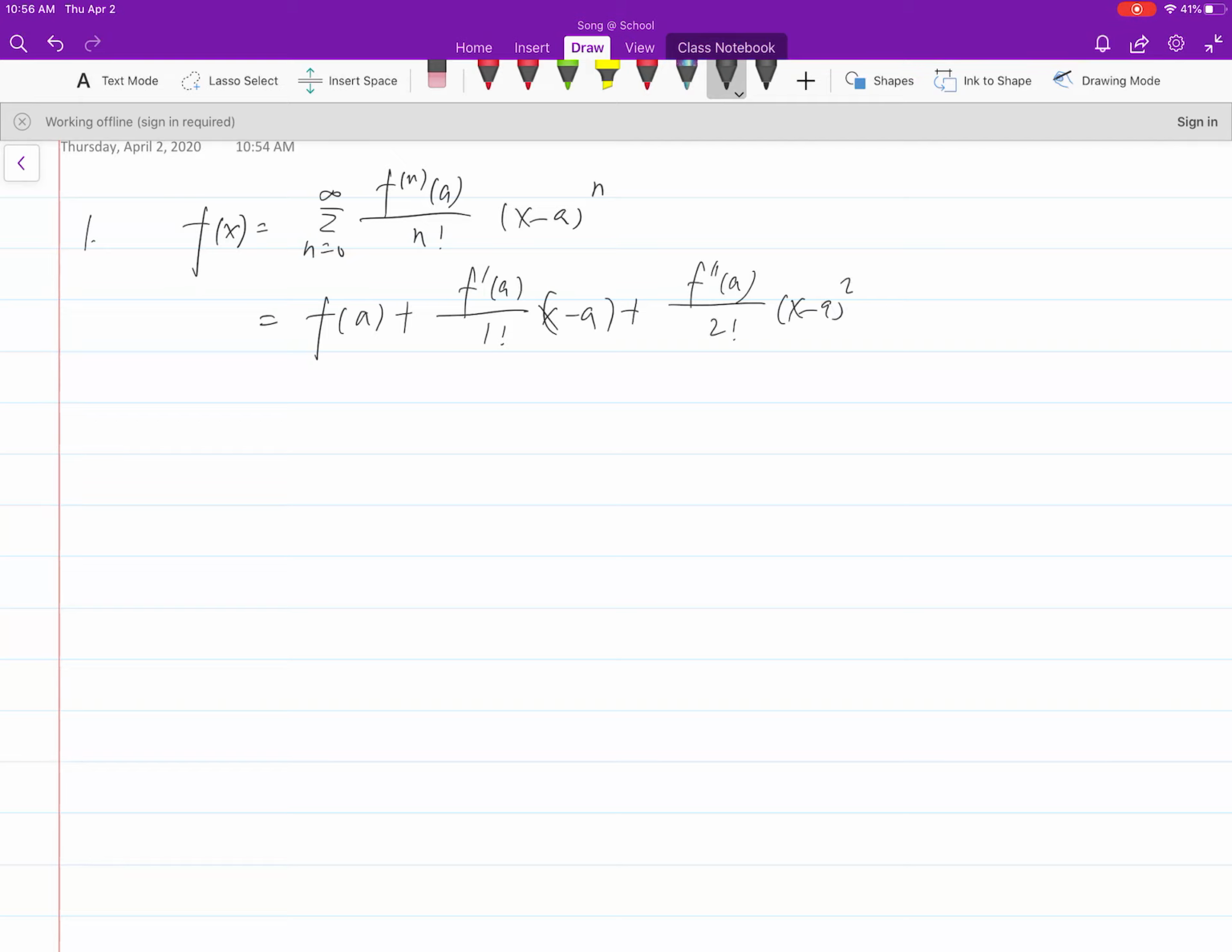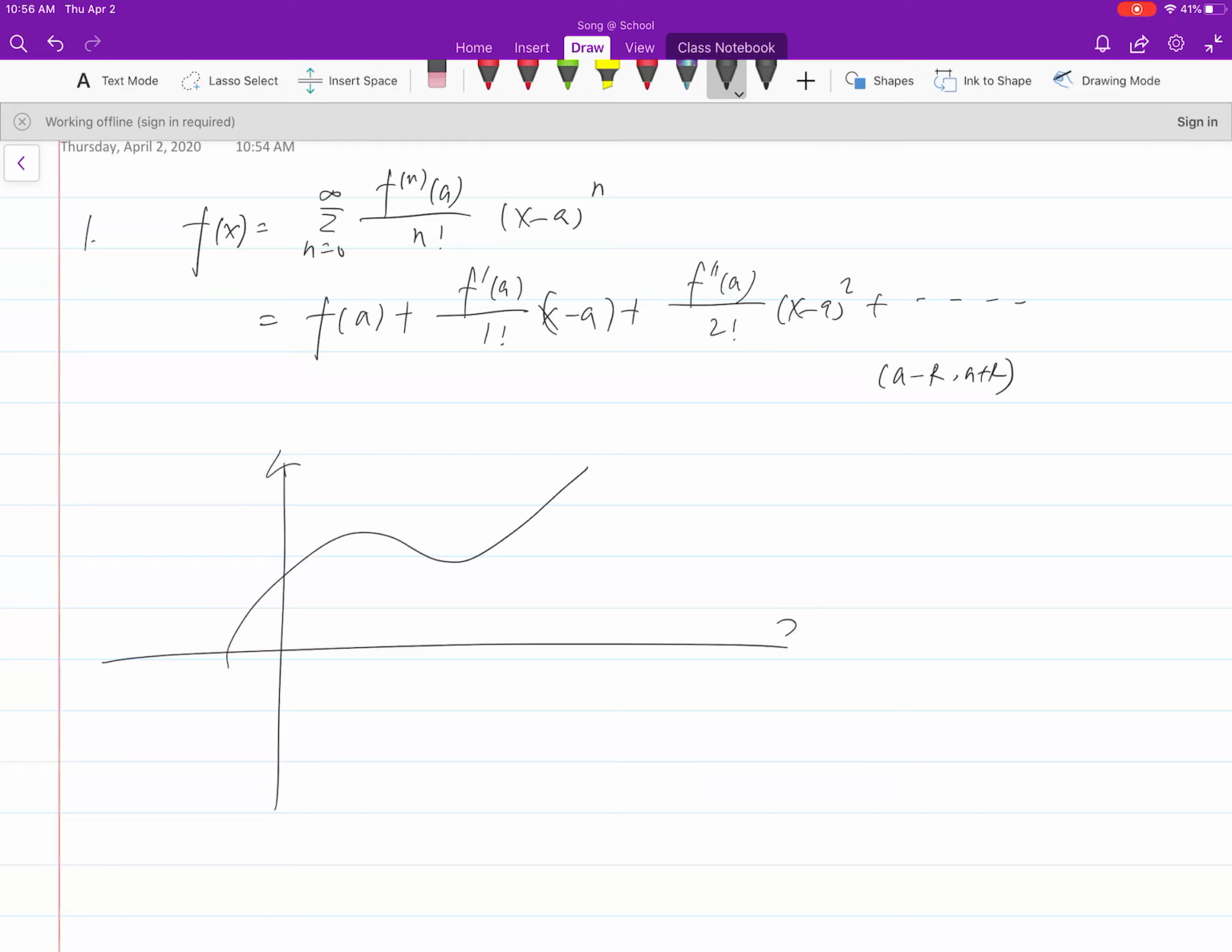Second derivative, second factorial, x minus a to the square, and keep going. So remember this one has an interval of convergence. It only works for a minus r to a plus r, where a is called the center. So if you draw something, think about what you're really doing. What you're really doing is you have some function, f(x), and you say, hey, I want to pick a center. Let's say the center is here.